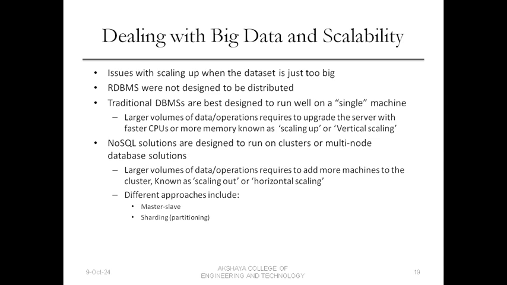For example, if we consider column oriented databases, we divide the database into different tables based on the column families. So each column family can be stored in different systems. So horizontal scaling is very well possible. We have different approaches towards it. One among them is master slave, and the other one is sharding, which is partitioning.